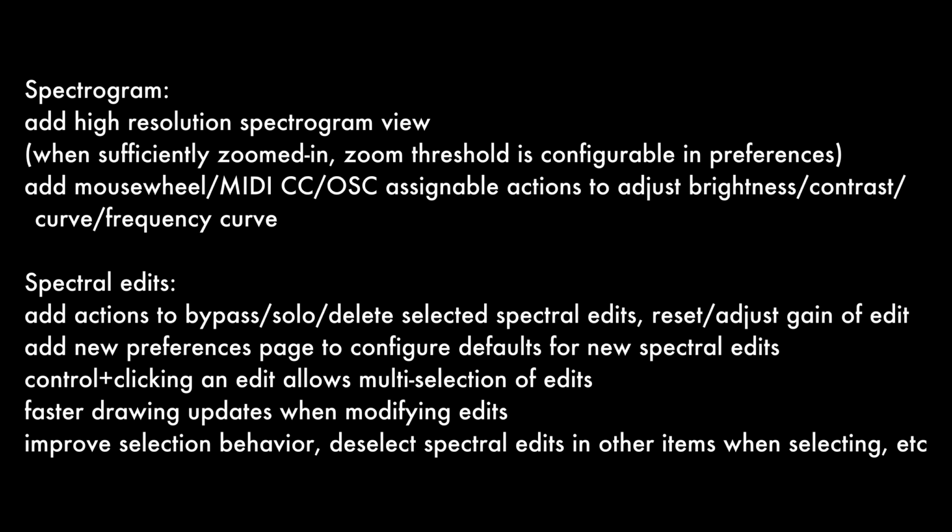Spectrogram. Add high-resolution spectrogram view when sufficiently zoomed in, the zoom threshold is configured in Preferences. Add mouse wheel, MIDI, CC, OSC assignable actions to adjust brightness, contrast curve, frequency curve. Spectral edits. Add action to bypass, solo, delete selected spectral edits, reset or adjust gain of edit. Add new preferences page to configure defaults for new spectral edits. Control clicking an edit allows multiple selection of edits. Faster drawing updates when modifying edits. And improved selection behavior, deselect spectral edits in other items when selecting, etc.